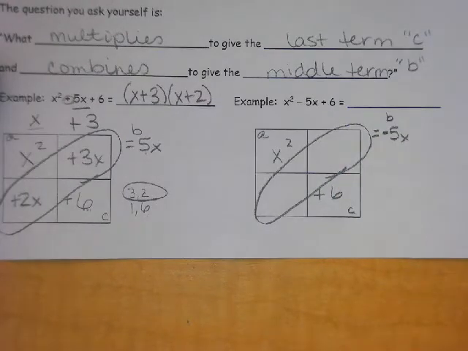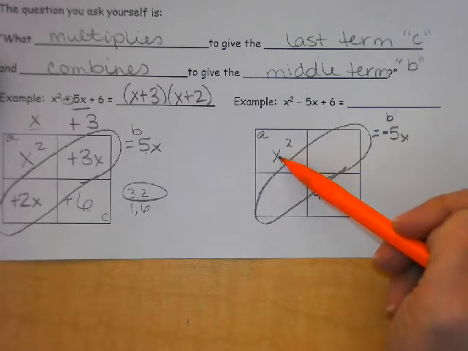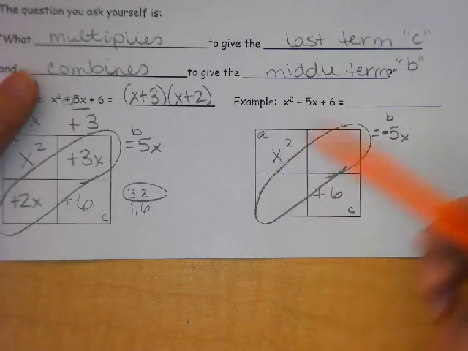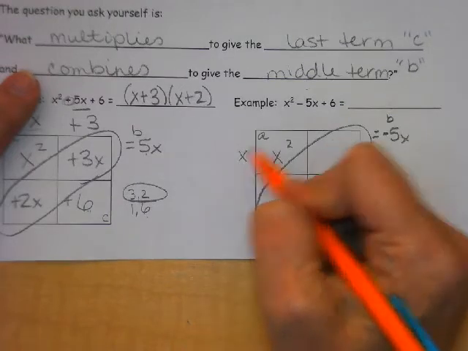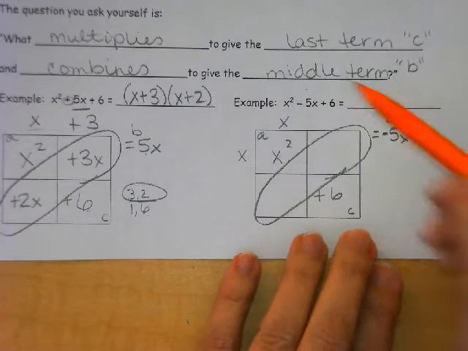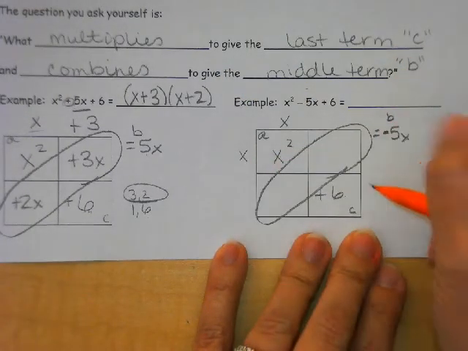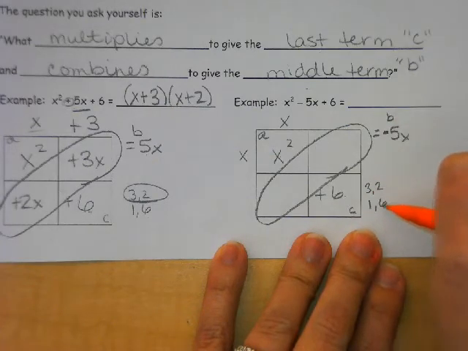All right, so think about what times what is x squared. Can only be x times x. And now, same questions. What multiplies to give us 6? Well, it's the same as what it was before. It was 3 and 2 and 1 and 6.